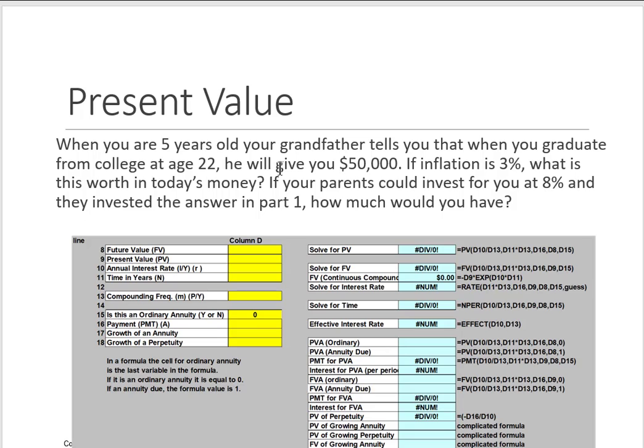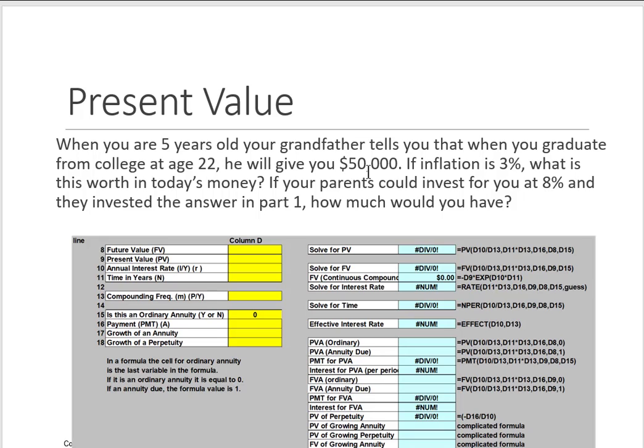To find present value. When you're 5 years old, grandfather tells you that when you graduate from college at 22, he'll give you $50,000. If inflation is 3%, what is that worth in today's money? The second part of the question is, if you had that value today and your parents invested it for you at 8%, how much would you have at the end? So again, we have to remember, what do we know?